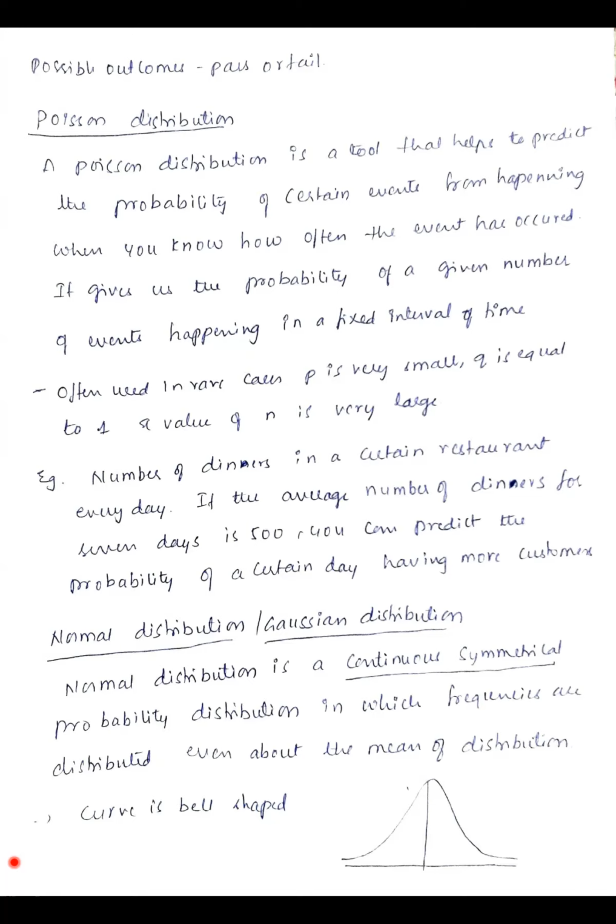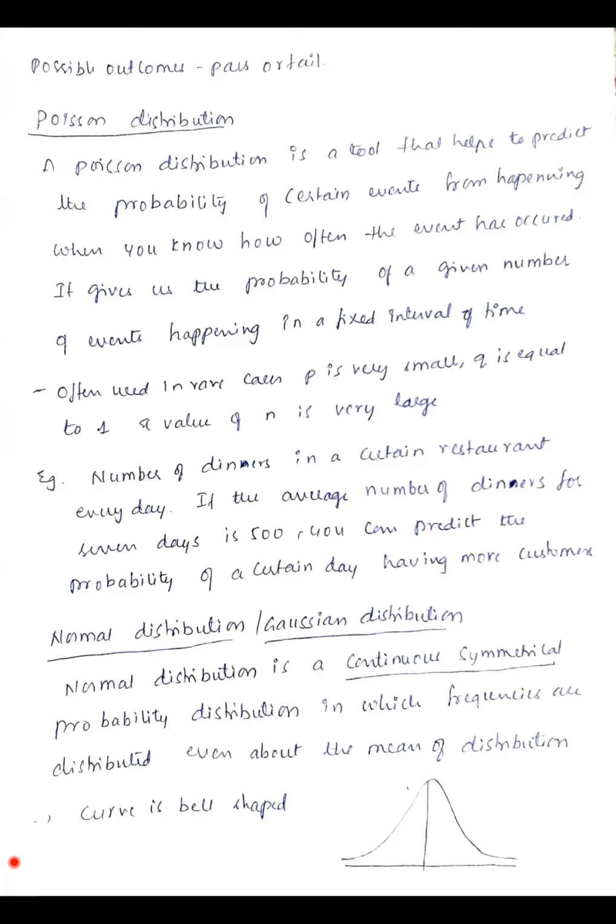In this case, p is very small, q is equal to 1, and the value of n is very large. Remember these things; later, while solving problems, you can understand what it means when p is very small, q is equal to 1 and the value of n is very large.